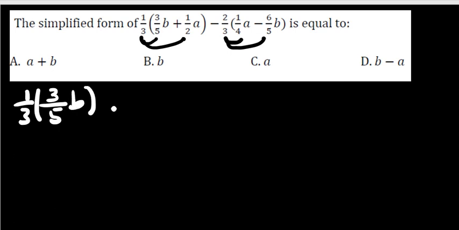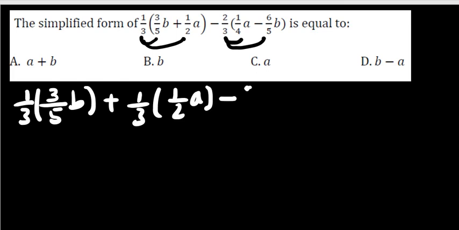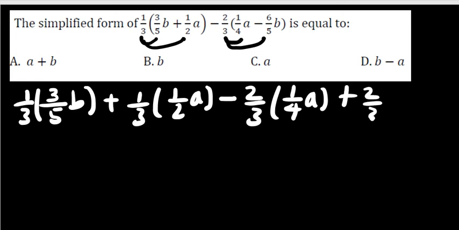Okay, the next question again, it is working with variables. So what to do first? We will multiply each of them like we were doing before. The brackets have to be removed. Here also the same manner. Let's do it. When you do that, 1 over 3 will multiply 3 over 5b plus, again 1 over 3 will multiply 1 over 2a minus 2 over 3 will multiply 1 over 4a. Again here minus is going to be plus. 2 over 3 will multiply 6 over 5b.